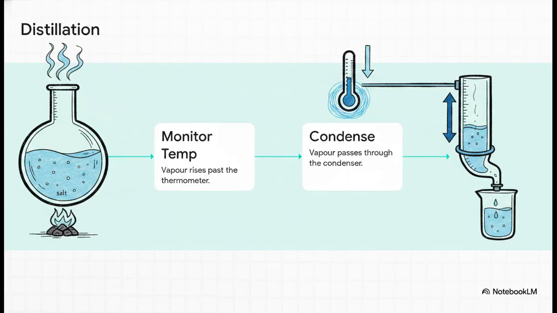The pure genius of this process really lies in these 4 steps. First, we apply heat, turning the water into a vapor. That vapor rises up past a strategically placed thermometer at the neck of the flask so we can monitor the temp.